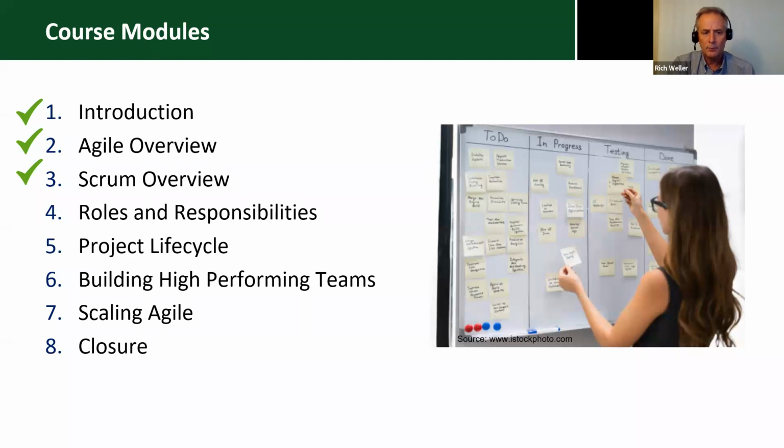And with that brings us to the end of module number 3, which is our Scrum overview. Up next, we'll take a look at the roles and the responsibilities of each role on the Scrum team. That will be module number 4.